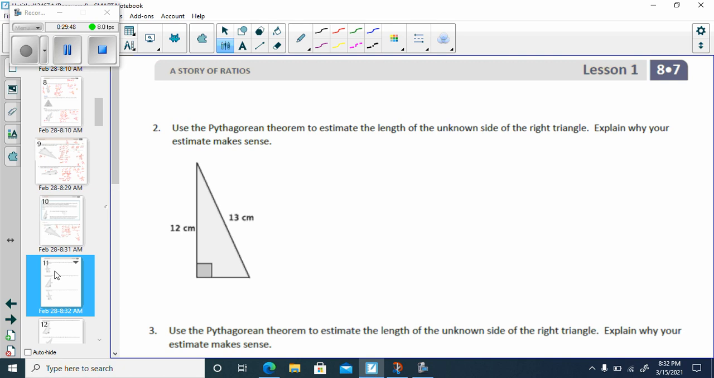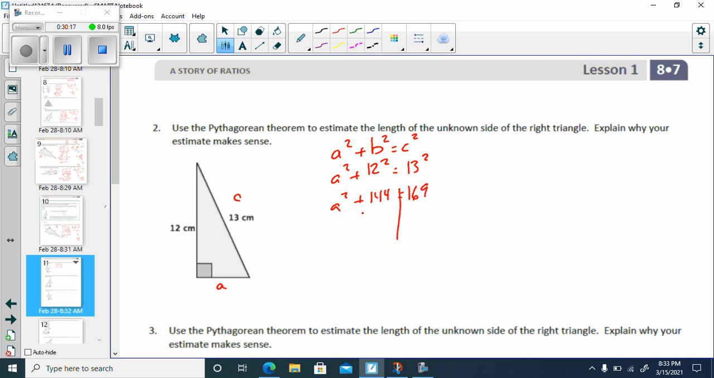All right. And then the next one, number 2. Okay, let's find the estimate of this side here. We know that this is our C, so this could be A or B. It doesn't matter. We're using the Pythagorean theorem. A squared plus B squared is equal to C squared. I don't have an A right now. I'm calling my 12 B. My C is 13. So A squared plus 144 equals 169.